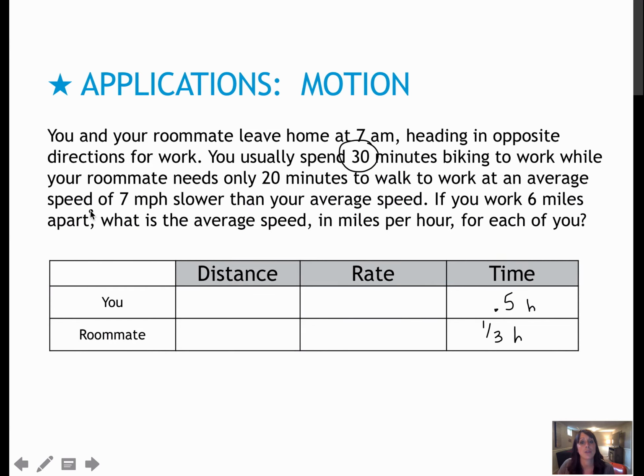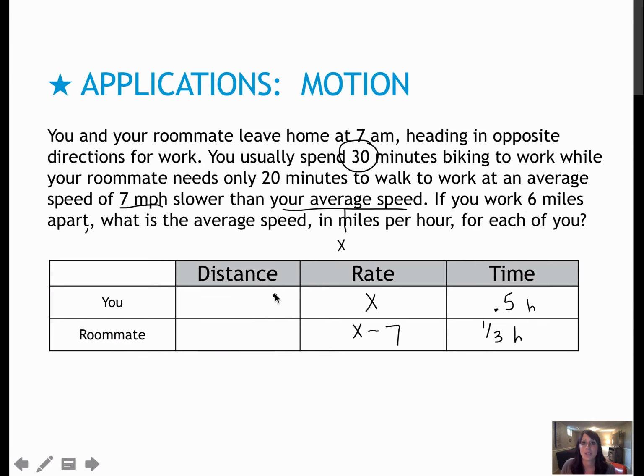The roommate's average speed is 7 miles per hour slower than your average speed. And so I'm going to say that my average speed is x, and my roommate's average speed is 7 miles per hour slower, so x minus 7. We work 6 miles apart.